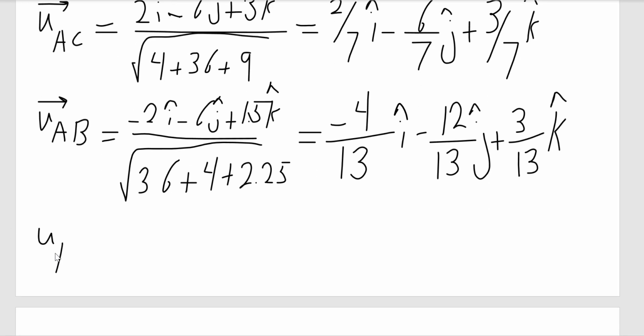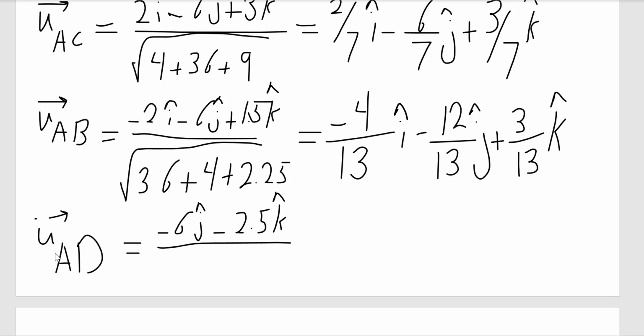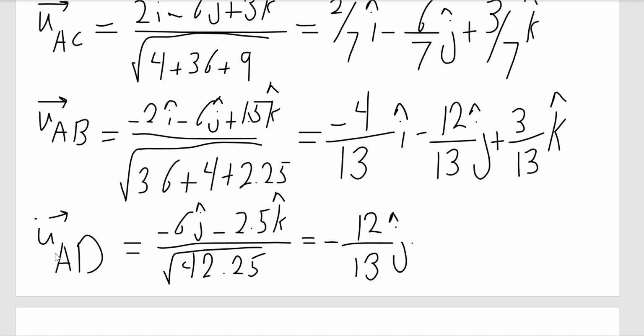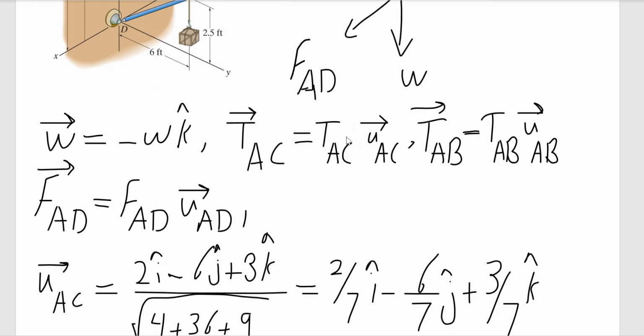Similarly for UAD, from A to D, I'm going negative 6J, negative 2.5K. Pay attention that we don't have any X. It's not changing in the X direction. And then the square root of 42.25. Again, that would be 6.5. So I multiply the numerator and denominator by 2. So I have negative 12/13 J, negative 5/13 K. So I found the unit vectors. Now I just multiply the magnitudes by the unit vectors.